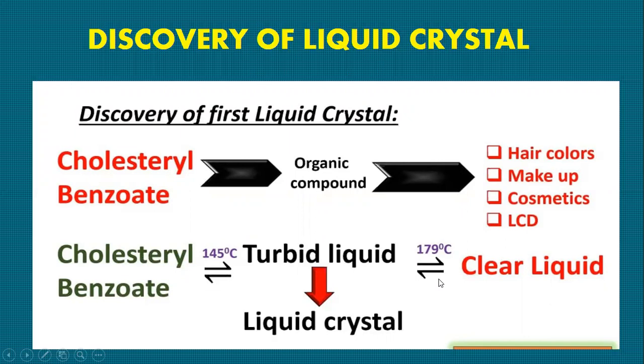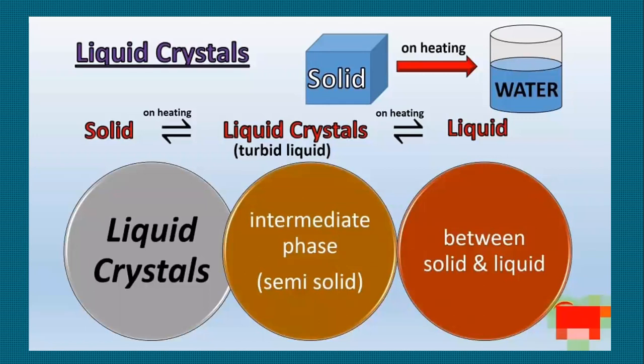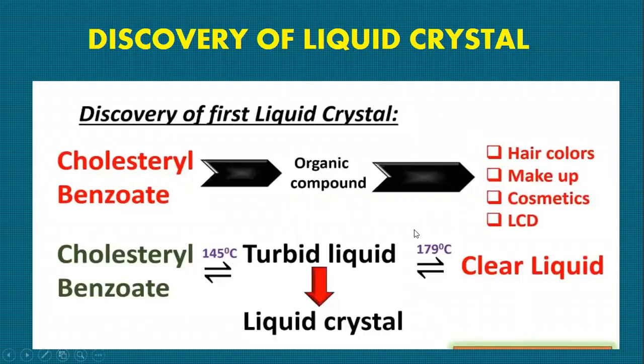This liquid crystal is an intermediate phase and is unstable. When a solid is heated, a turbid liquid is formed, which is known as liquid crystals, and on further heating, it is converted into pure liquid. If the reverse process occurs, that is on cooling, a turbid liquid comes, that is liquid crystals are formed. On further cooling, crystals of polystyryl benzoate appear.